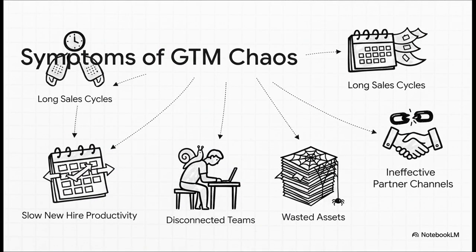And yep, these are the classic signs. Sound familiar? Deals drag on forever. Your partner channels just aren't delivering. You've got this digital mountain of sales decks and assets that nobody can find, or worse, nobody trusts. And all the while, your new hires are basically burning cash for 6 months before they can actually hit the ground running. It's a perfect storm.